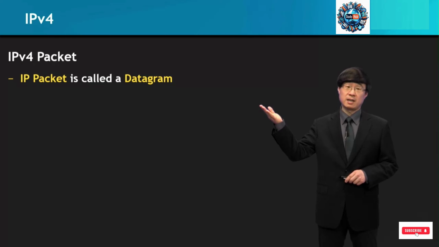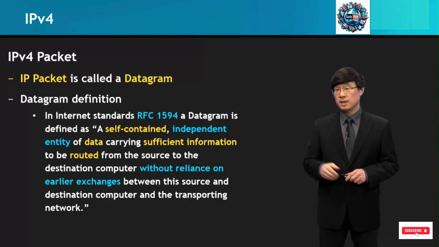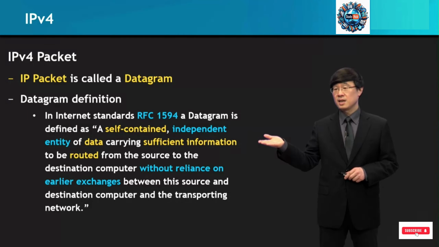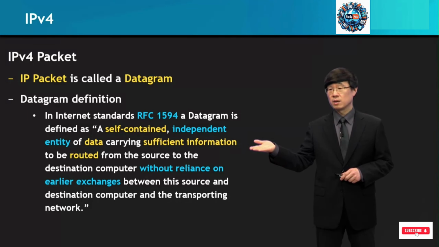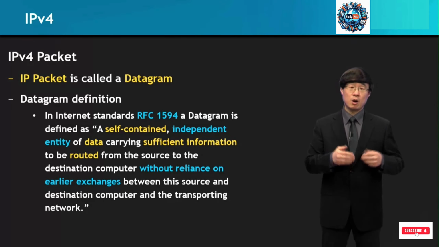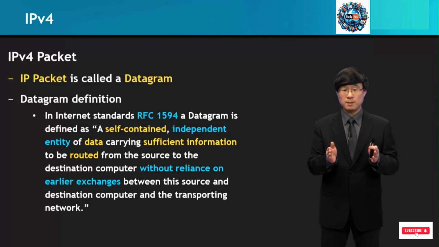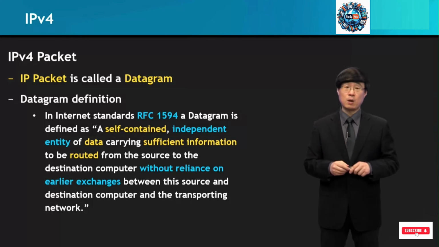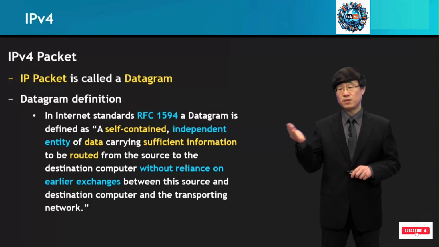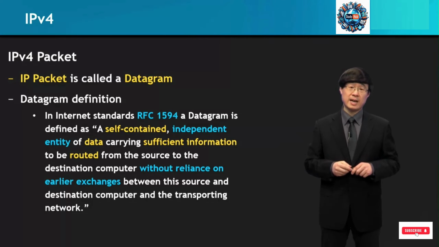An IPv4 packet is called a datagram. The reason is because a datagram is defined as follows. In RFC 1594, it is defined as a self-contained independent entity of data carrying sufficient information to be routed without reliance on any other earlier sent packet. So in other words, we're talking about an independent unit that has all the control features and functionalities within it, and also it can be routed independently, not depending on former packets if they were successfully routed or not. That's the definition of a datagram, and the IP packet was designed to be that way, both IPv4 and IPv6.